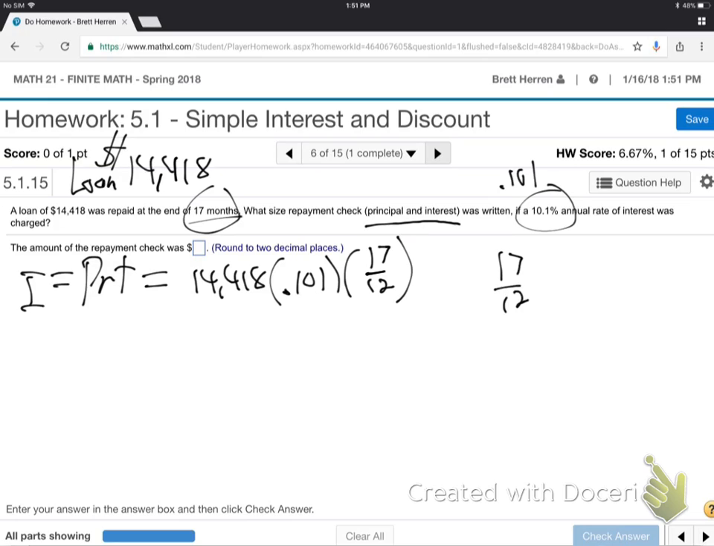17/12 is like 1 5/12, isn't it? It's 1.5 years almost. It's 17/12 years, which is about 1.5, just under 1.5. So you just put it over 12. Whenever they give you months, you just put it over 12, and that changes it to years. Okay, hit the buttons on your calculator.